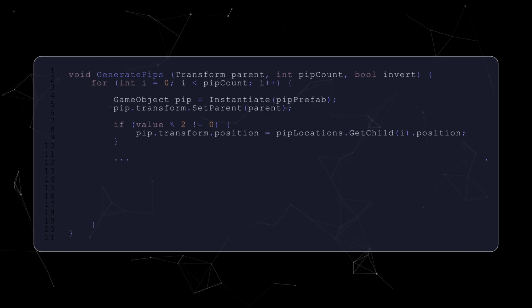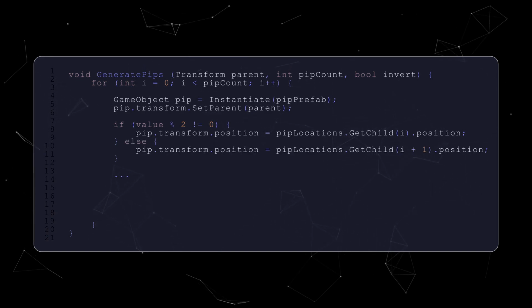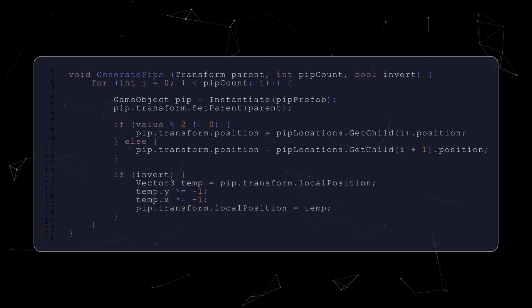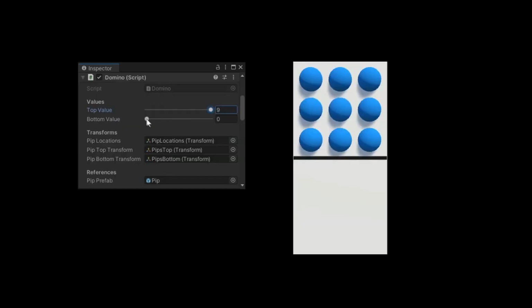If the value is odd, I simply set the pip to the transform position at the current index. If the value is even, I skip the first transform, or the center pip. Finally, if we're doing the bottom pips, then I just invert the transform positions. And you'll notice I'm only going up to 9 pips. We'll get to that later.